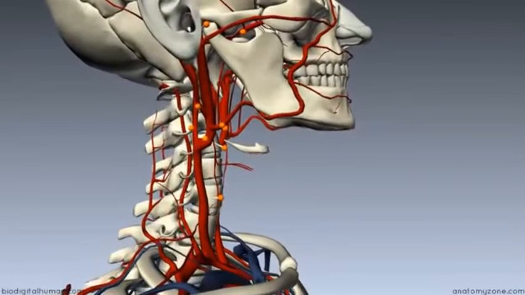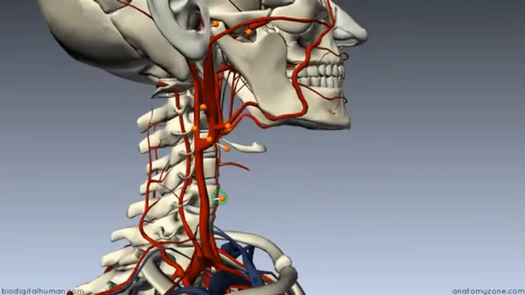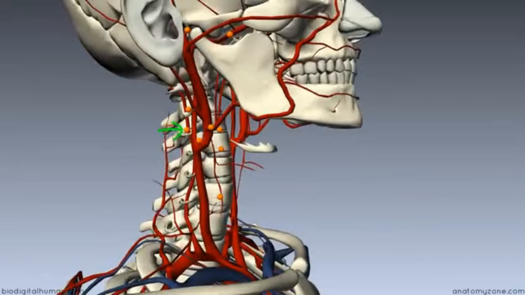So here we've got the common carotid artery, which is shown by this pin here, and then the common carotid splits into an external and internal branch. So we've got the external carotid and internal carotid. This pin shows the internal carotid, and this pin here shows the external carotid.